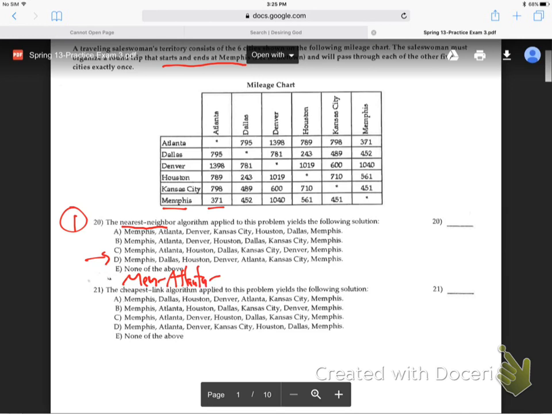Okay. See how I came up with that first step? Everybody good there? I'm just looking at Memphis and how far every city is from Memphis. The closest one is Atlanta. So now from Atlanta, look at all the numbers, how far the cities are from Atlanta. Who's the closest one to Atlanta? Well, Memphis, but we can't go backwards. So Houston, I guess, 389. Houston.